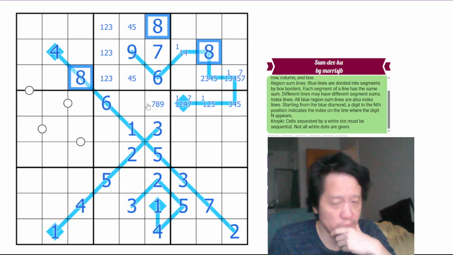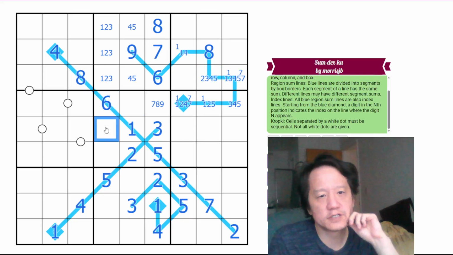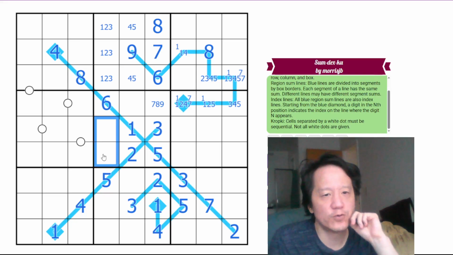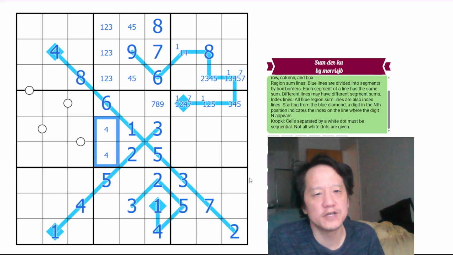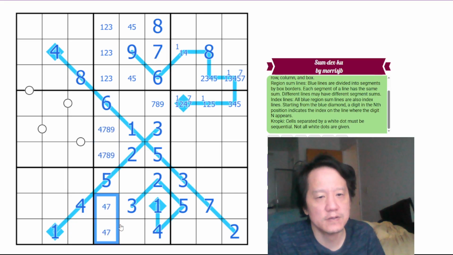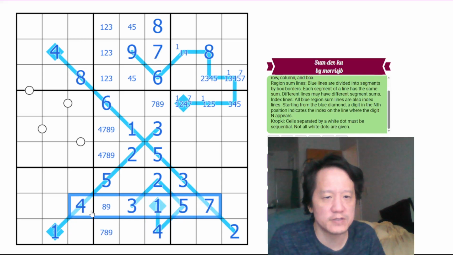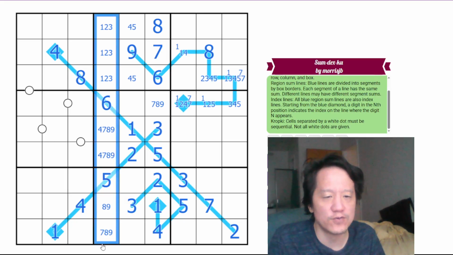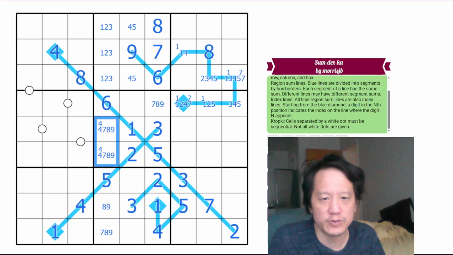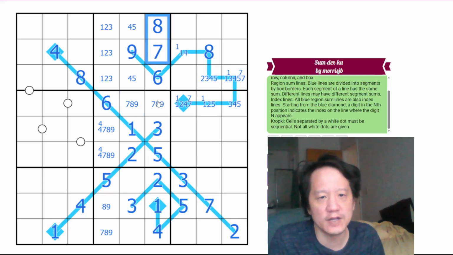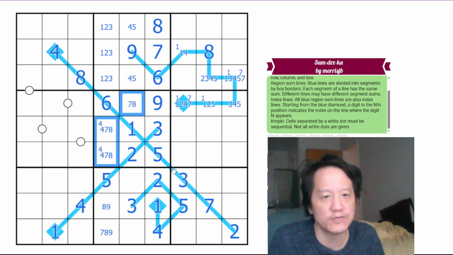Okay. The remaining digits in column 4 are 4, 7, 8, 9. And 4 cannot be here because of the 4 in the box. And this can't be 7. Where is the 4 in column 4? It has to be one of those two cells, which eliminates 4 here. So this must be 7, 8, or 9. This 7 and 8 eliminates 7, 8 here. So this is 9, which means 9 cannot be any of these.